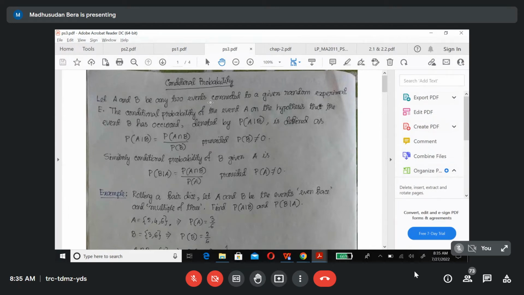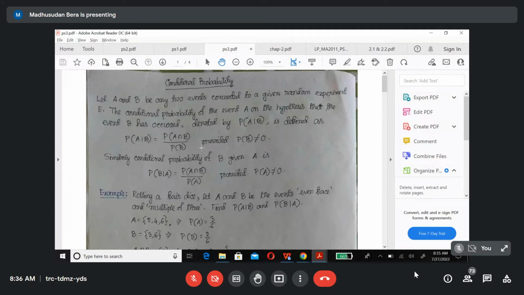Similarly, conditional probability of B given A. That means A has already occurred, so P of A is not equal to 0. So P of B given A is the probability of the intersection of these two events divided by P of A. For P of A given B, whatever is after the bar will be in the denominator, and in the numerator will be the probability of their intersection. See, B given A, so probability of B intersection A divided by P of A. So the formula is okay?